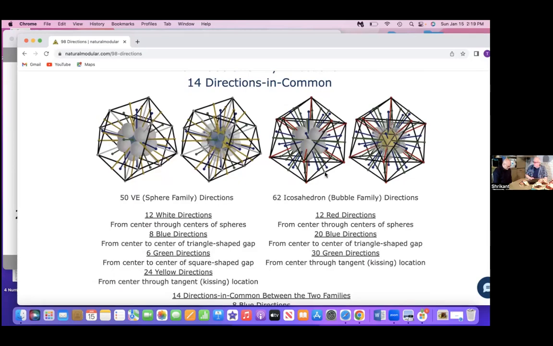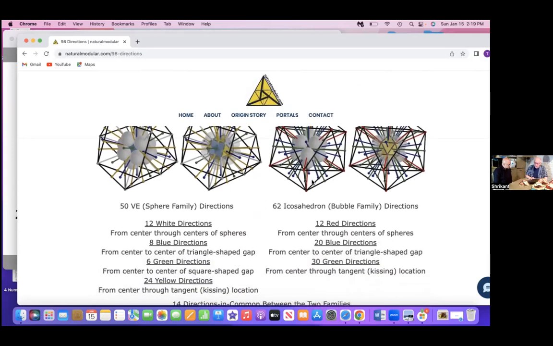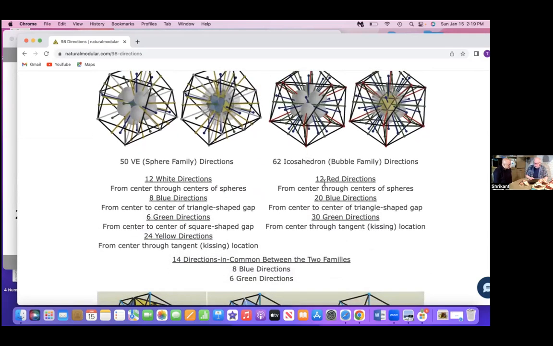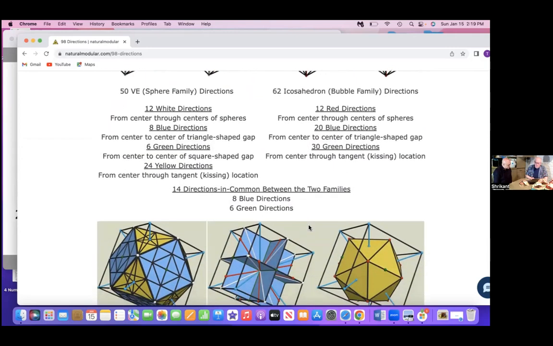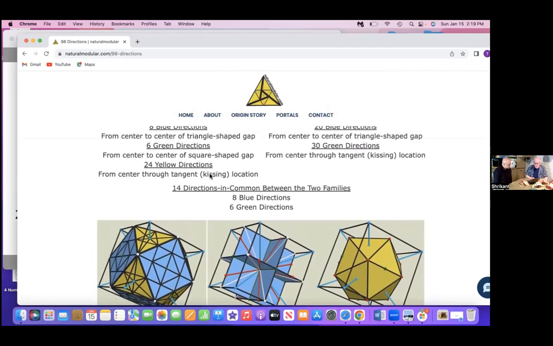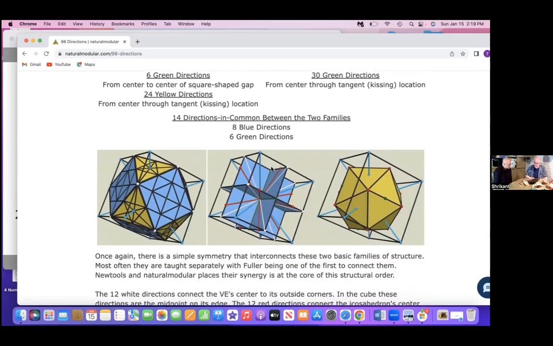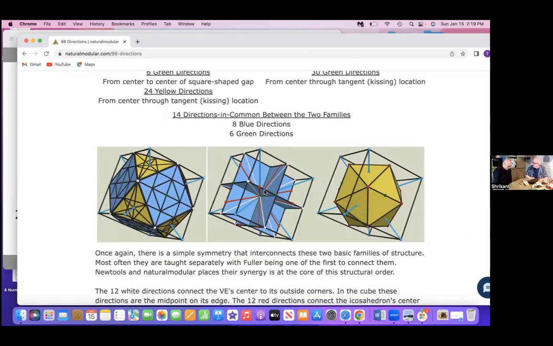You can go through these. I won't go through all of them, but then there's 62 directions in the bubble family that, taking out that center sphere, it moves them around. And so then here there's 12, 20, and 30. But then there's 14 directions in common, because this makes 100, there's 50 and 62. So that's 112, right? But there's 14 directions that are in common that both of them share.